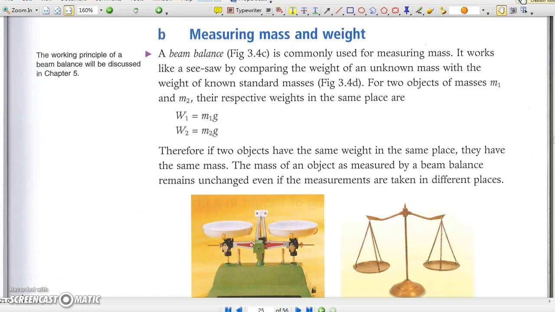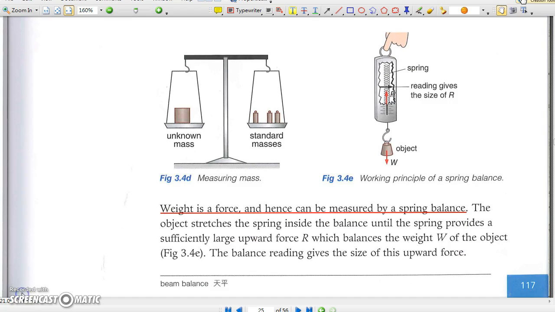B. Measuring mass and weight. A beam balance is often used to measure mass. A triple beam balance is symmetric on both sides. When an unknown mass and a standard mass are placed on its two sides and balance each other, the unknown mass is found. A spring balance is used to measure the gravitational attraction on the mass.